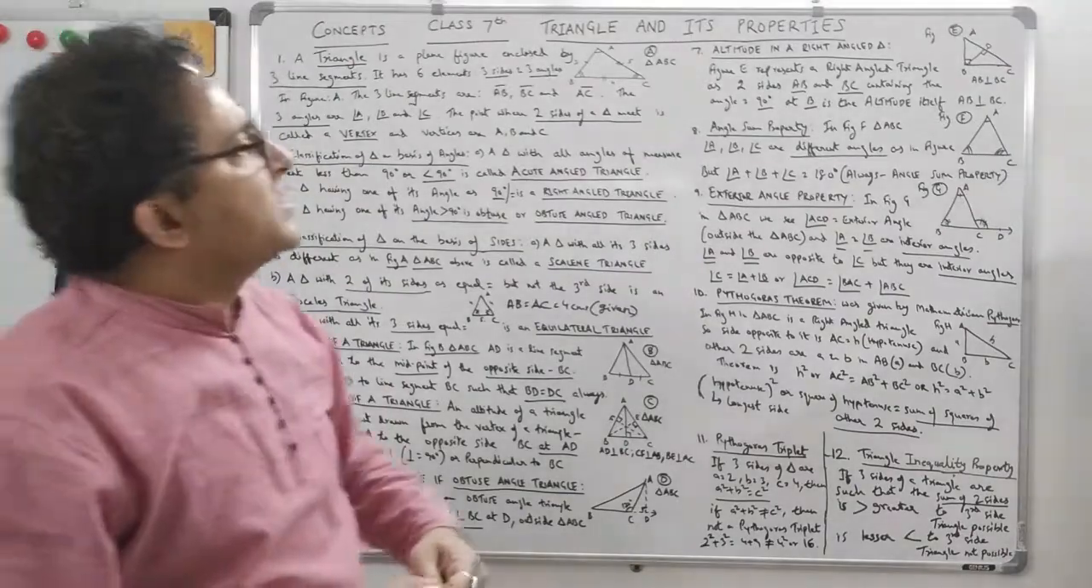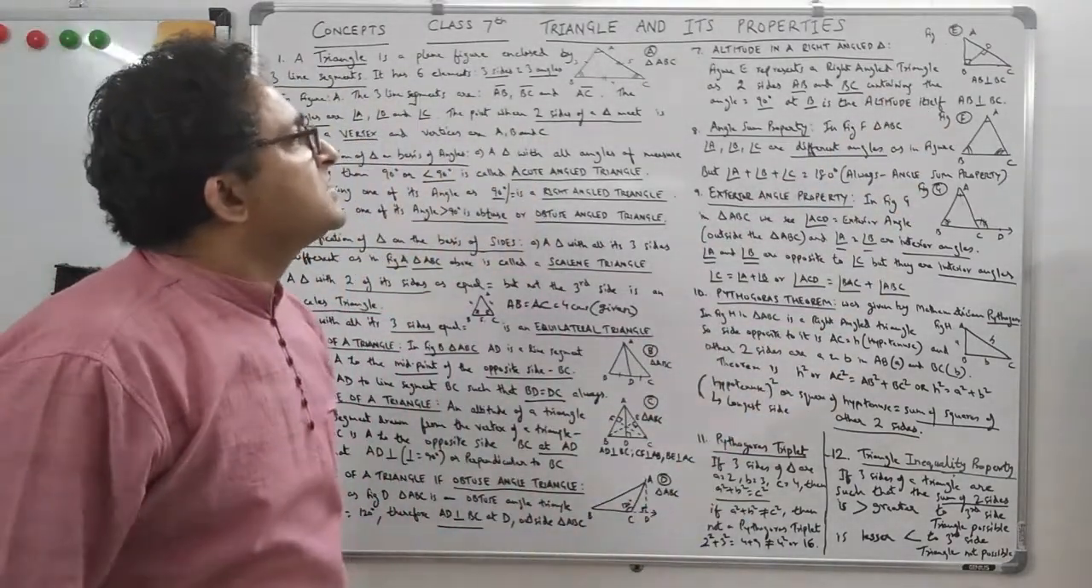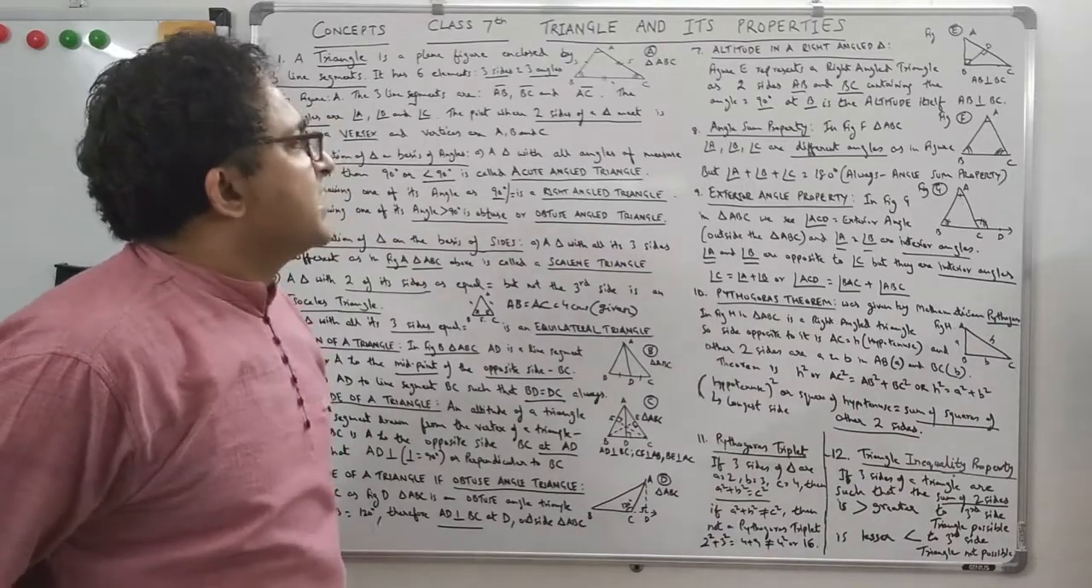Okay, so just for explanation, I was showing you. AB is perpendicular to BC. This is the altitude in a right angle triangle.